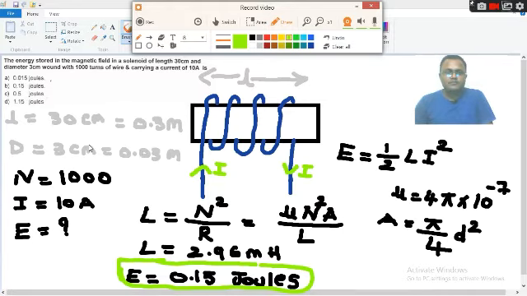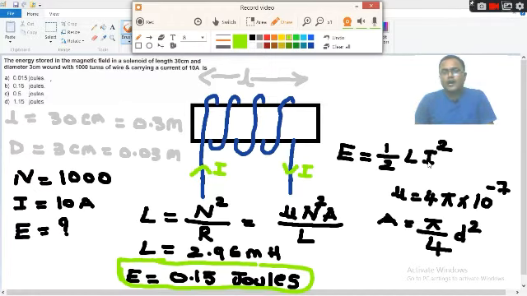And the diameter of this core of the solenoid is 3 centimeters. So therefore in terms of meters, which is 0.03 meter. And the number of turns is 1000 turns and the current is 10 ampere. So we need to find what is the energy stored in the magnetic field. So therefore E is equal to half L I square.